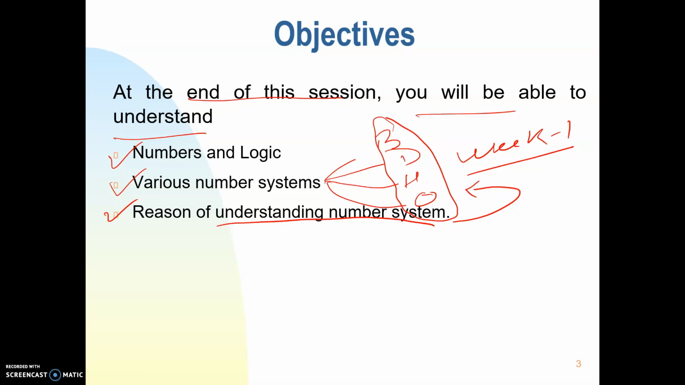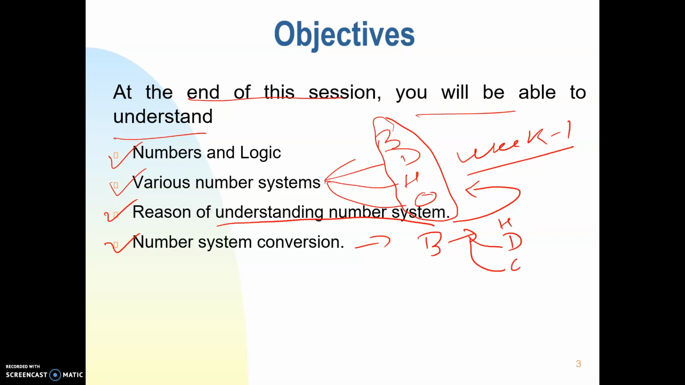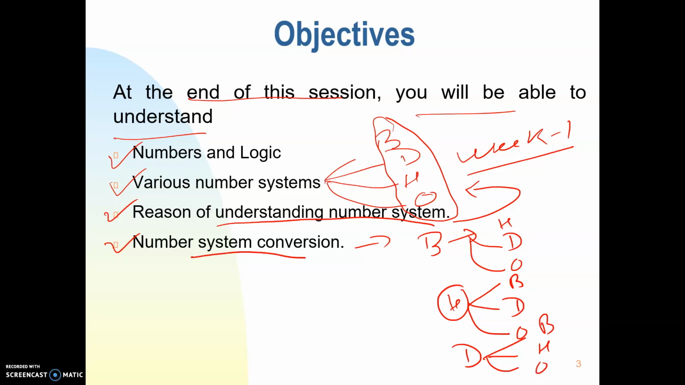Then you will see number system conversion. In this, you will convert a binary number to hexadecimal, decimal, or octal. Similarly, if a hexadecimal number is given, you can convert it to the other number systems: binary, decimal, or octal. If a decimal number is given, then how will you convert it to binary, hexadecimal, or octal? So we will see the conversion of number systems, and finally I will touch on logical operations.